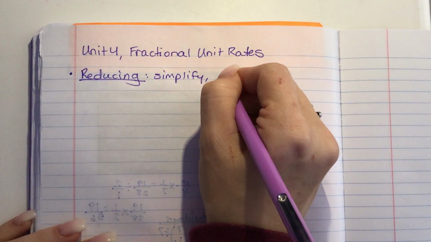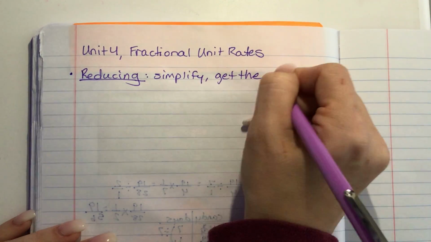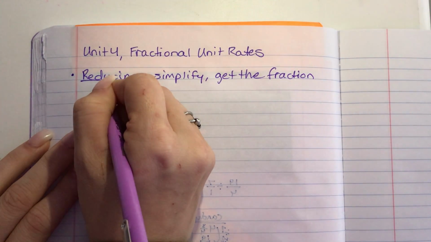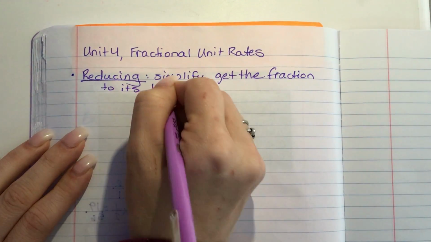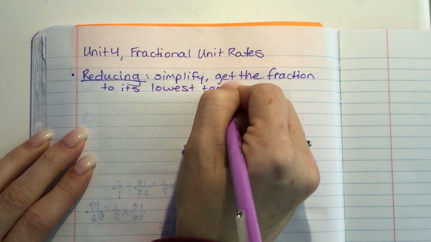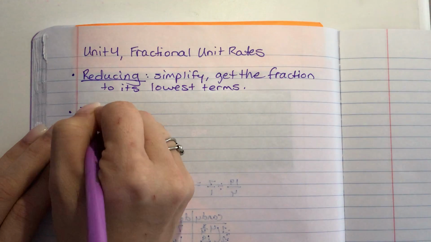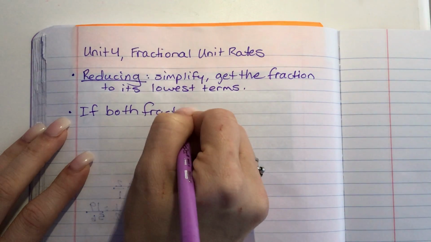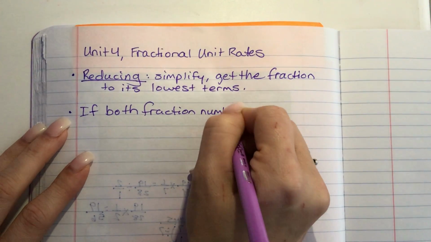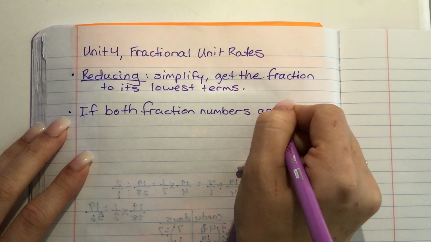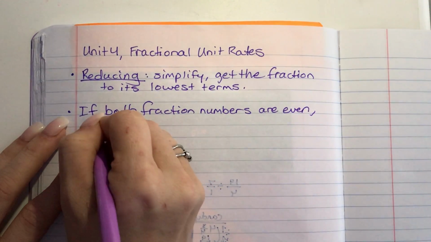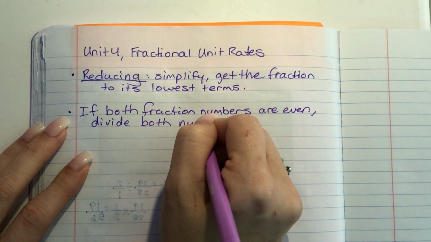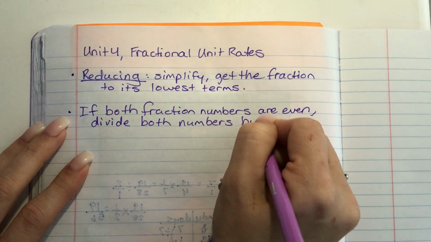So get the fraction to its lowest terms. If both fraction numbers are even, divide both numbers by 2.